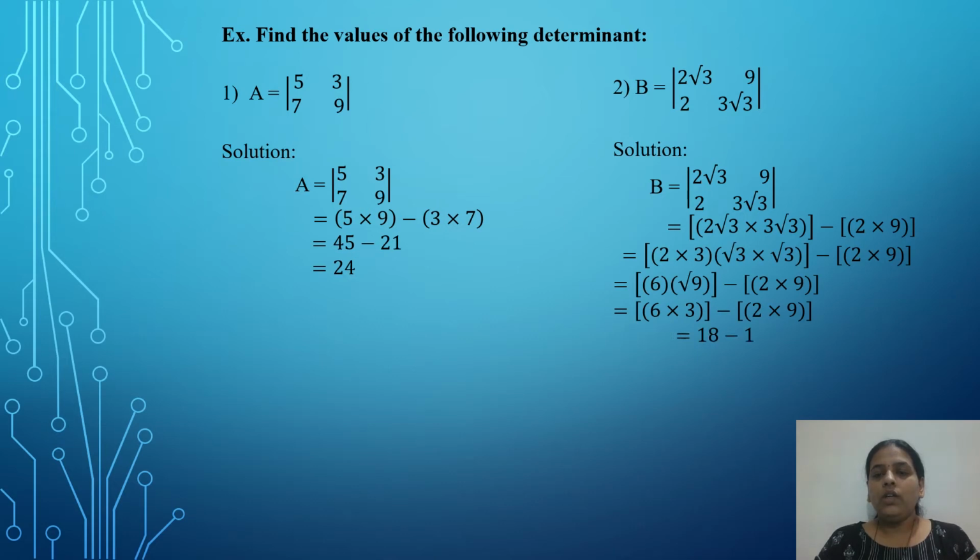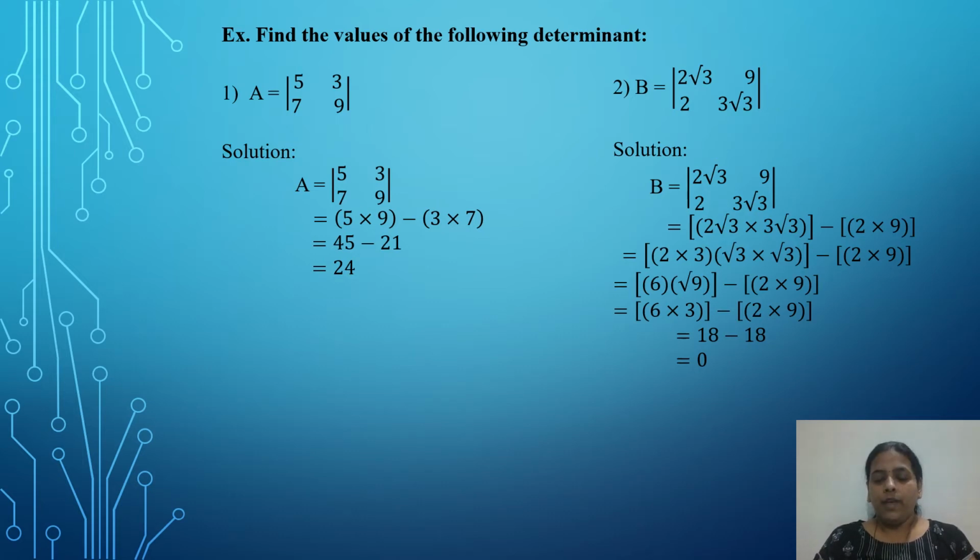6 into 3 is 18, minus 2 nines are 18. So 18 minus 18 is 0. So the value of the given determinant is 0. In this way we calculate the value of a determinant.